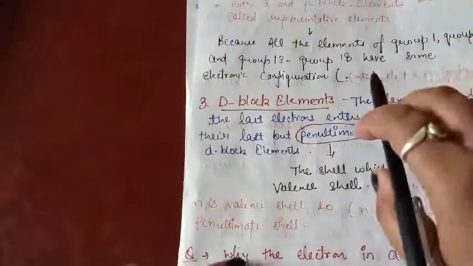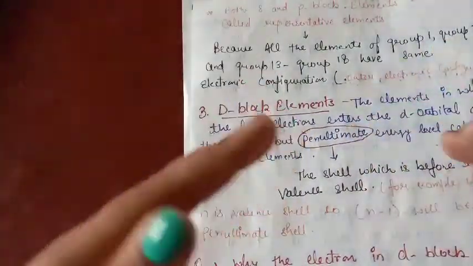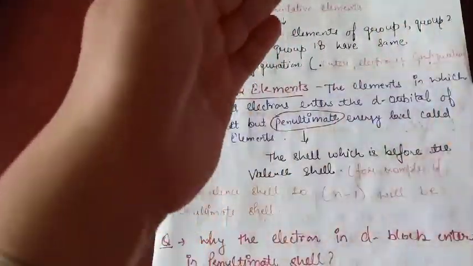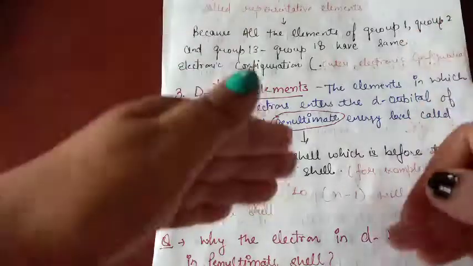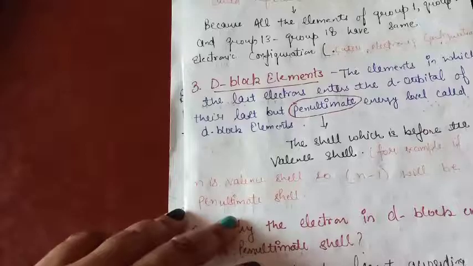Okay, so based on that, while moving down a group they are not having exactly the same properties, but the elements in a group have the same type of properties. That's why they are called representative elements.